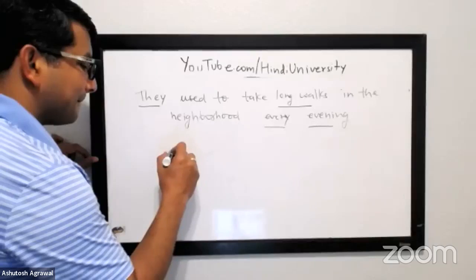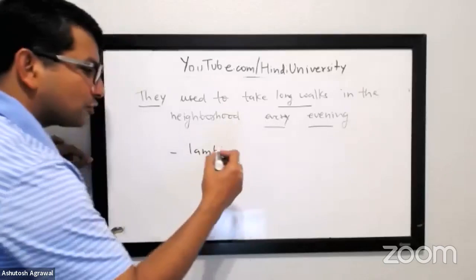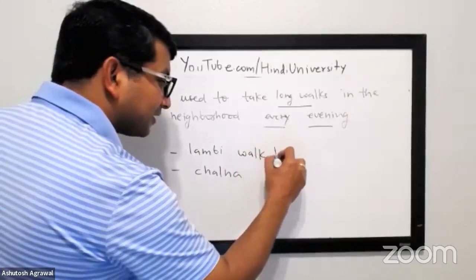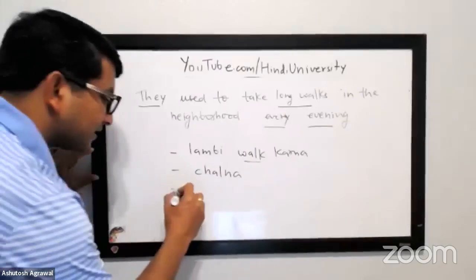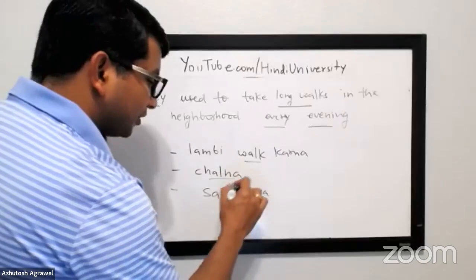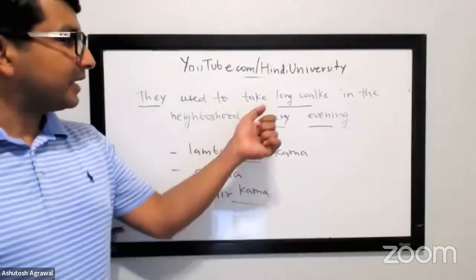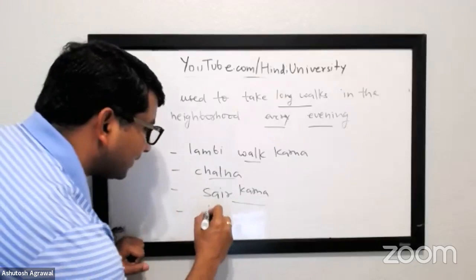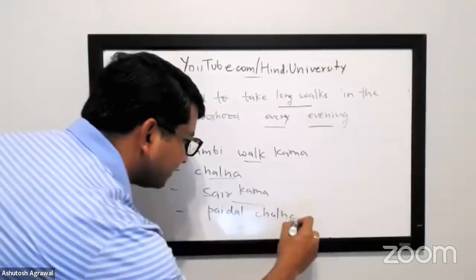Lambi. Okay. Chalna. So either you can say chalte the, you can use chalna. Some people have used this word lambi walk karna, which is totally fine, even though you're using English, that's totally okay. Some of you have said sair karna. So you can conjugate lambi walk karna, you can use chalna, or you can conjugate sair karna. Anybody else use a different way of describing to take long walks? Pedal chalna. Okay, pedal chalna. Anybody else?